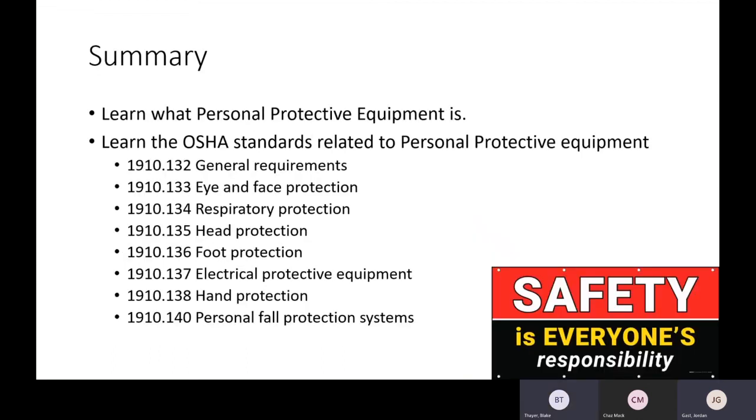In summary, we learned what personal protective equipment is, and we learned the OSHA standards related to personal protective equipment.